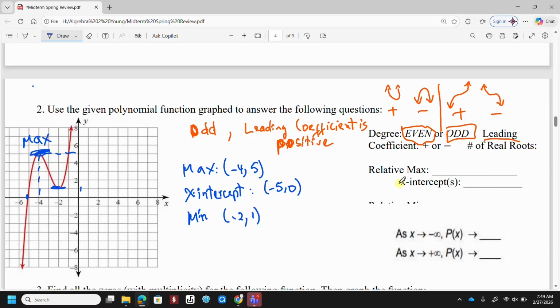The behavior, so x goes to negative, so this is negative of the x, and this is positive x. So negative, the graph goes down, so it'll be negative infinity, and this one's positive infinity.